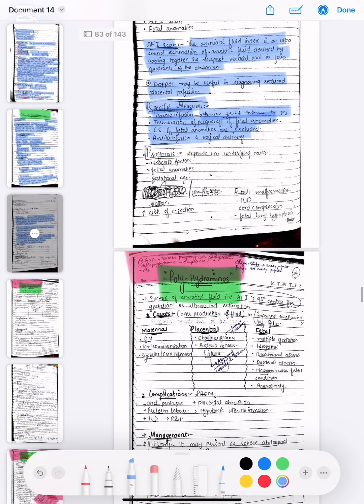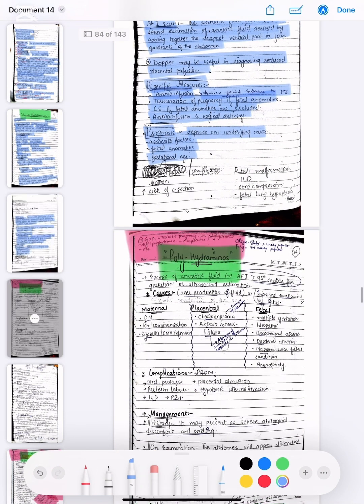The prognosis depends on the underlying cause, associated factors, the fetal anomalies, and the gestational age, and for the mother, that is the increased risk of C-section, and fetal malformation, intrauterine death, cord compression, and fetal lung hypoplasia.